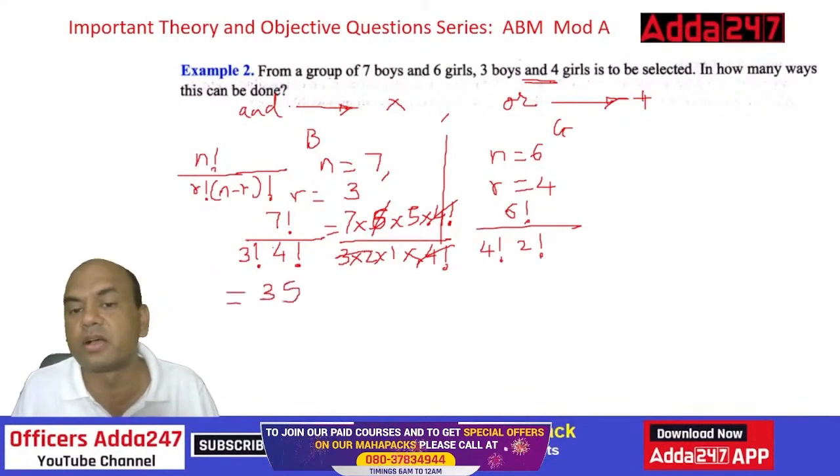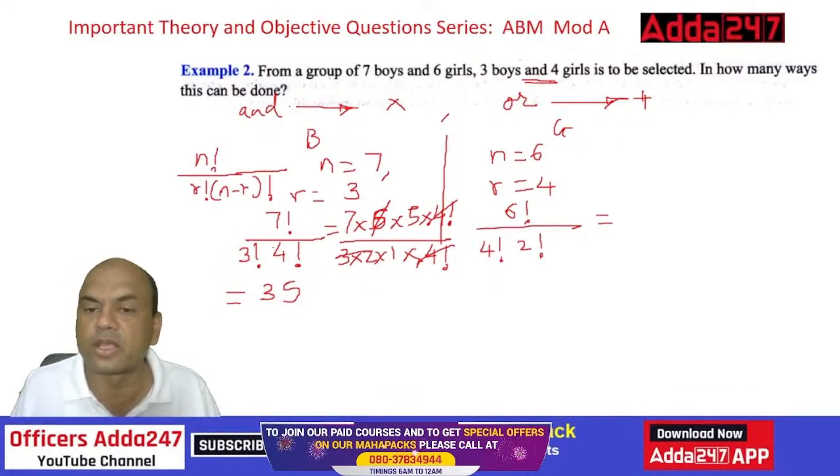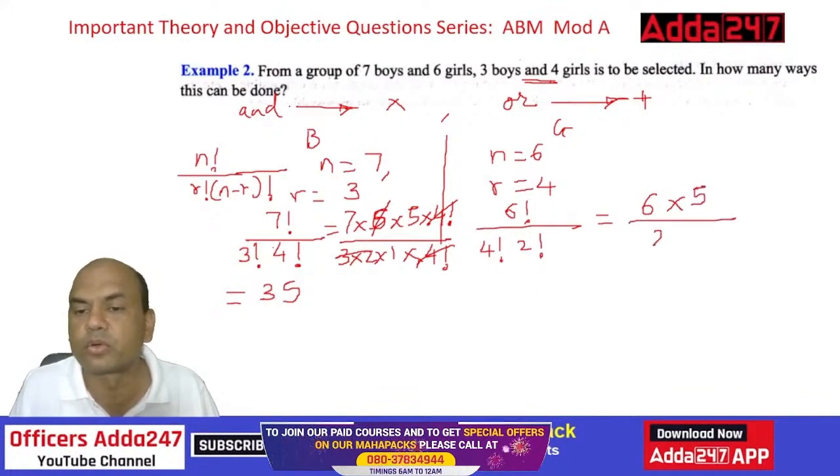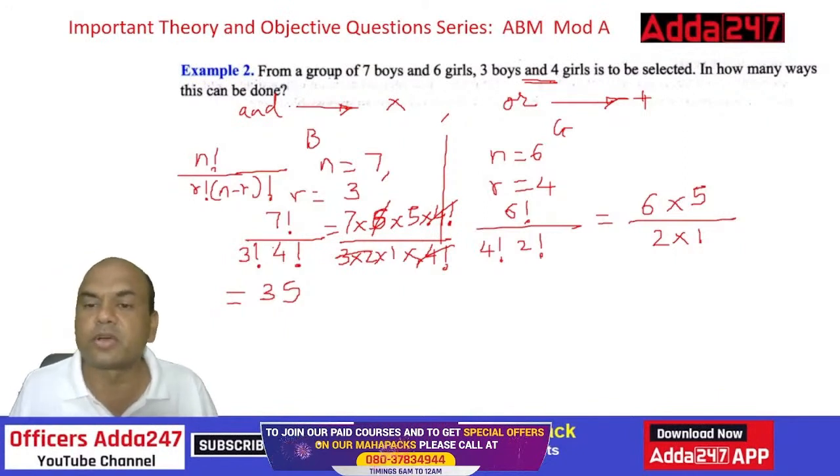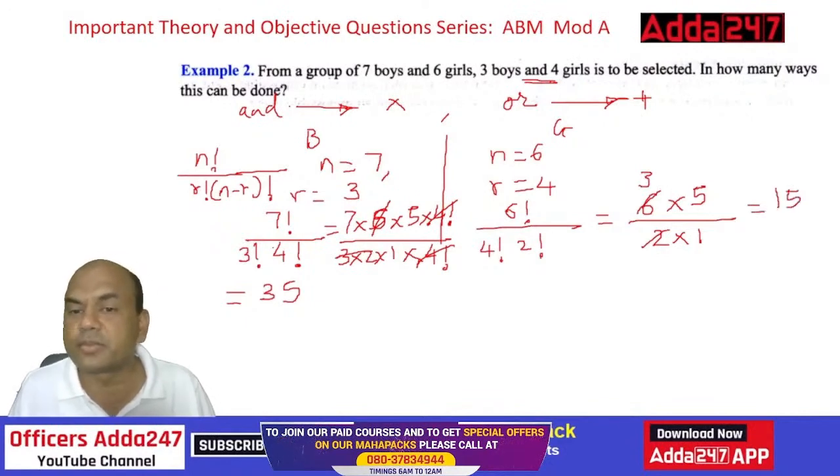Now what about the girls? 6 factorial, and this 6 and 4 factorial get cancelled. So it becomes 6 into 5 upon 2 into 1. 4 factorial got cancelled, similar to the earlier one. Okay, so it is what? 3 ones are 3, 2 ones are 2, and 2 threes are 6, so it is 15. So girls can be selected in 15 ways, boys can be selected in 35 ways.